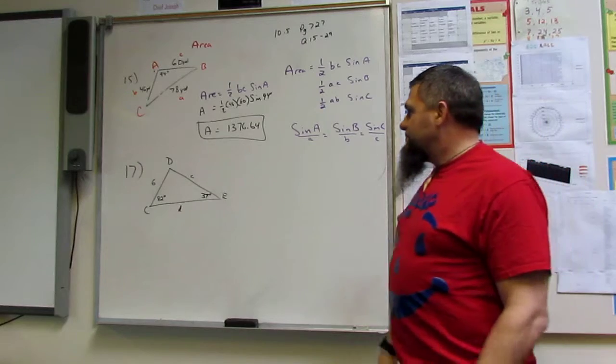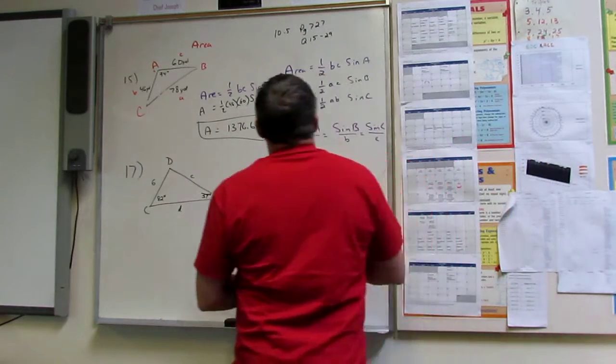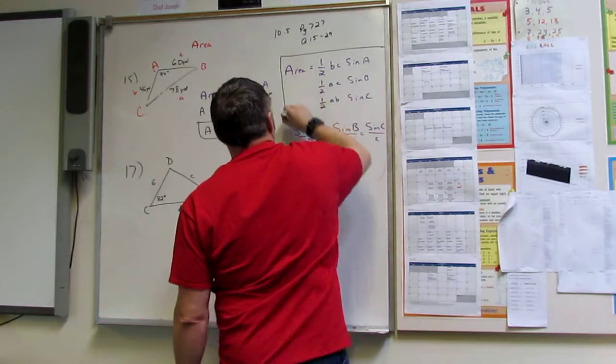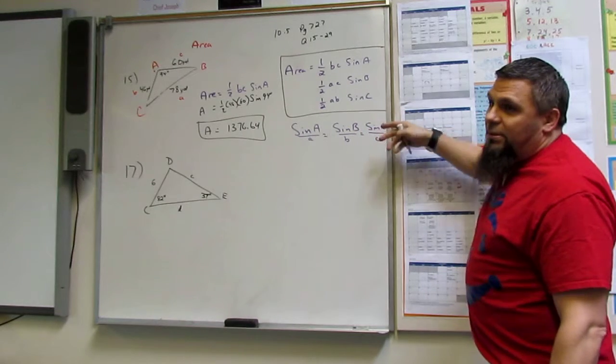So the top one is just for area, and the bottom one is for law of sines, is that what you said? Yes. Keep that law of sines over there. Now, these can all be flipped.